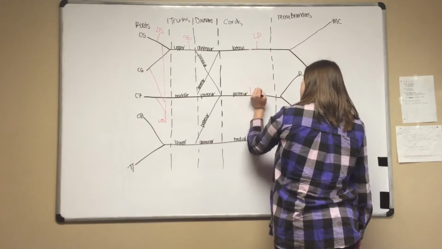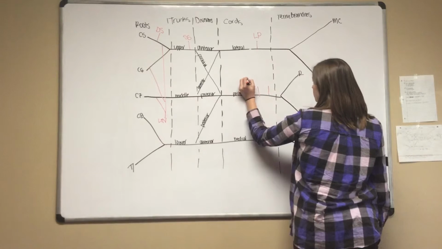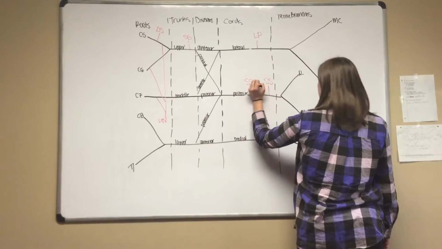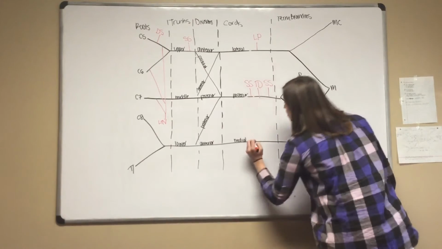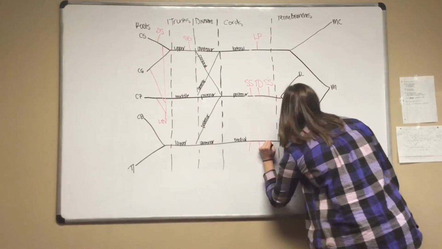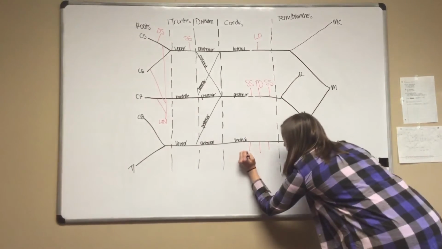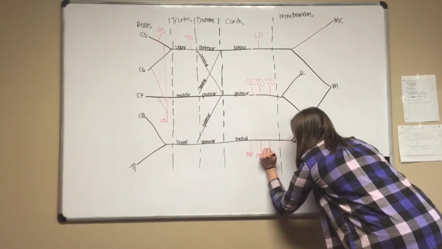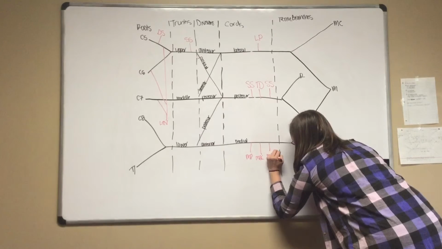On the middle headless arrow, there's going to be 3 nerves, 2 of which are the subscapular, and then the middle is the thoracodorsal. Finally, on the bottom 3, you're going to have the medial pectoral, the medial brachial cutaneous, and the medial antebrachial cutaneous.